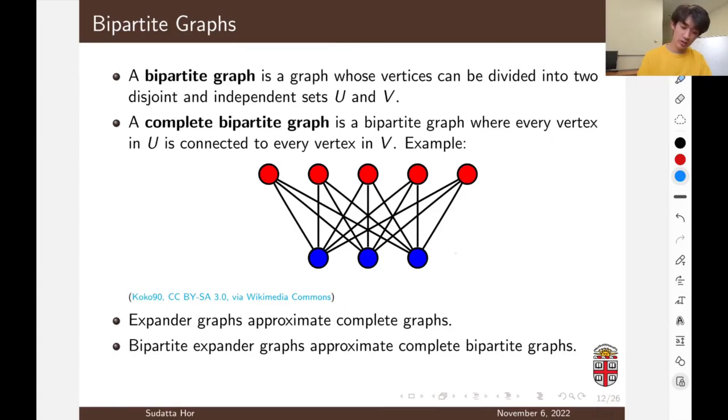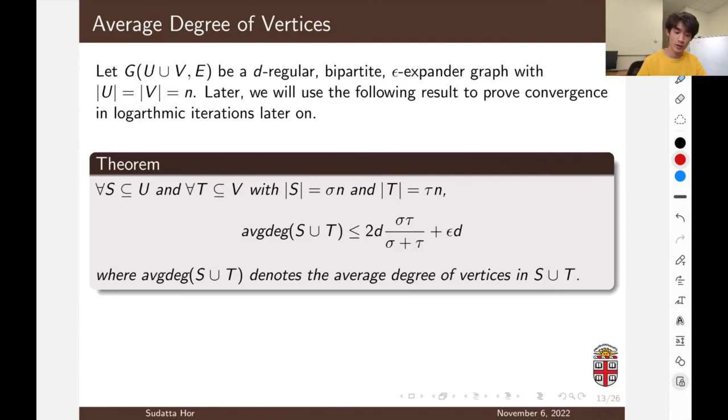So in the example below, we could have the bottom set, the blue set, to be U, and then the top set to be V. Each vertex in U is not connected to another vertex in U, and each vertex in V is not connected to another vertex in V, but each vertex in U is going to be connected to each vertex in V, and that's what makes it complete. So just like how earlier we said expander graphs approximate complete graphs, we can also say bipartite expander graphs approximate complete bipartite graphs.